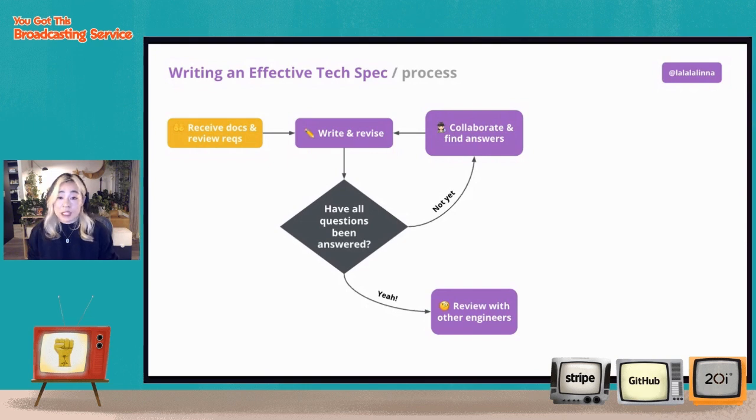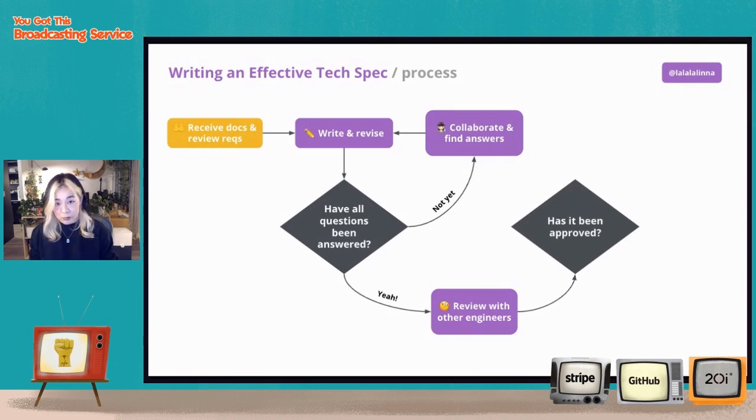This can be a synchronous process. This could be an asynchronous process. Even if it's a synchronous process, you might want to send out your document ahead of time so that engineers can read it and let it sink in, so that they can give you better feedback. But in any case, usually there is an approval process.